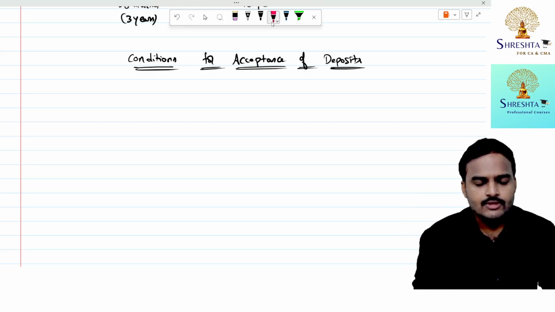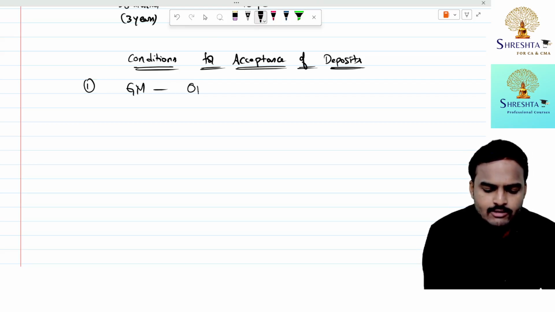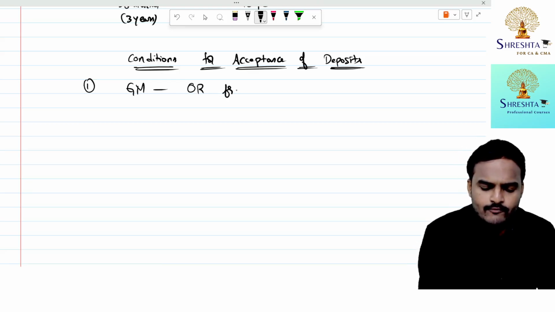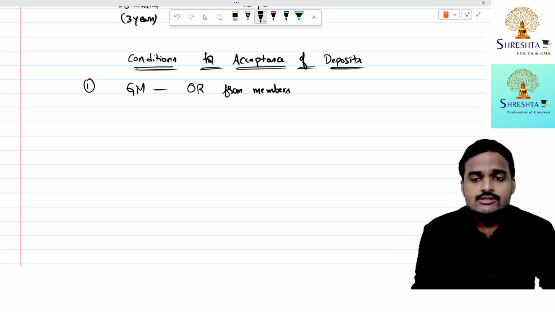Can I start? First point: the company is required to call a general meeting. In this general meeting, the company is required to get an ordinary resolution from members. So approval from members is required for accepting deposits. For accepting deposits, general permission from members is required.